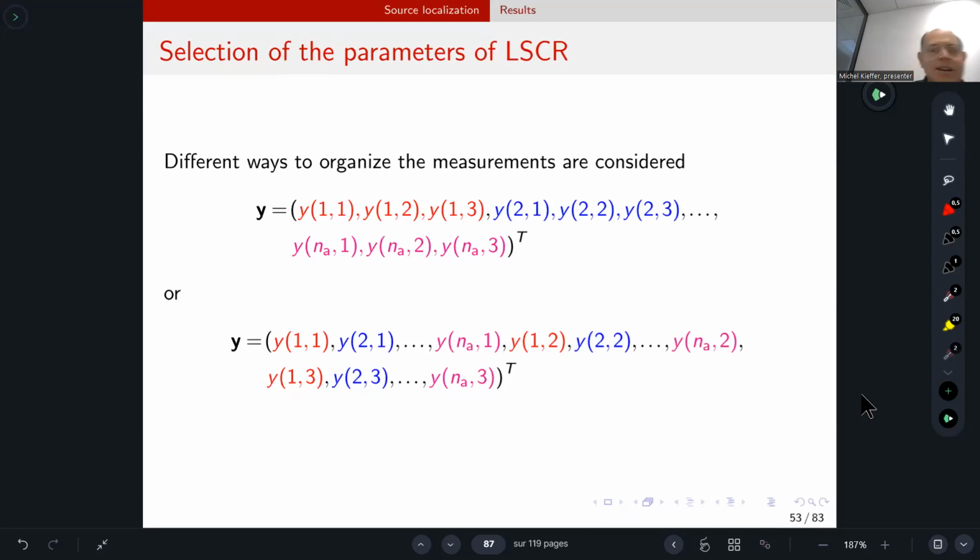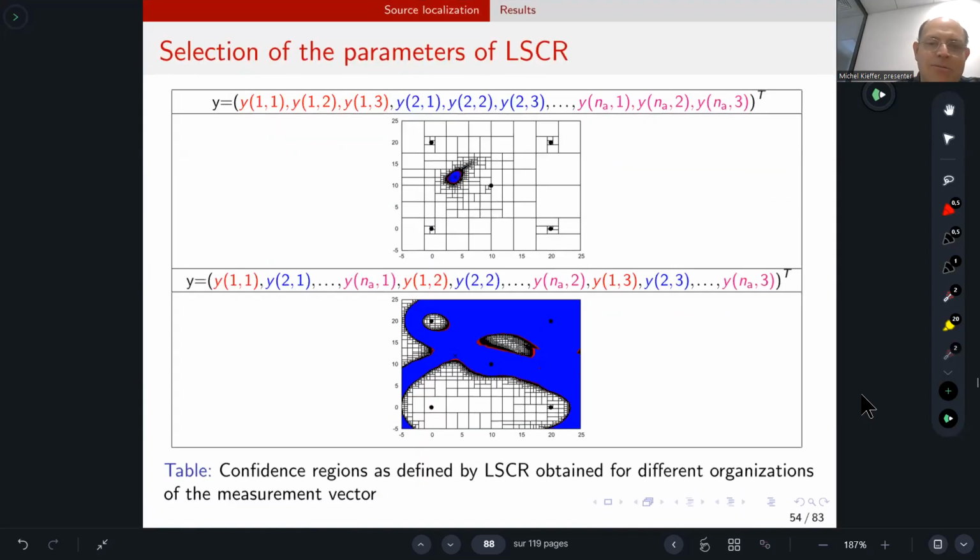With LSCR, now you have different ways to organize the measurements. Either you consider all measurements successively for each of the sensors, or you alternate. And what you have observed is that only the first way of organizing the measurements provides a confidence region which is reasonable. The other one is not valid because you have mixed measurements that are coming from several sensors.